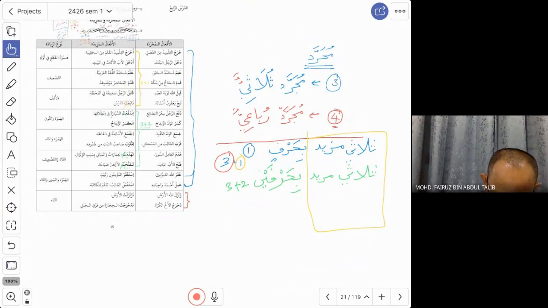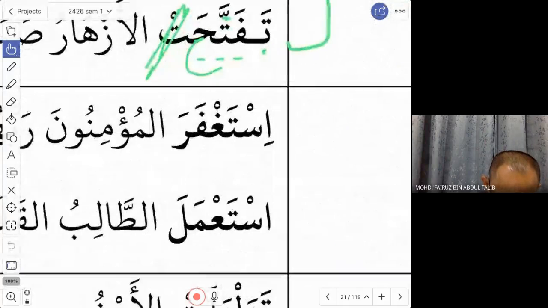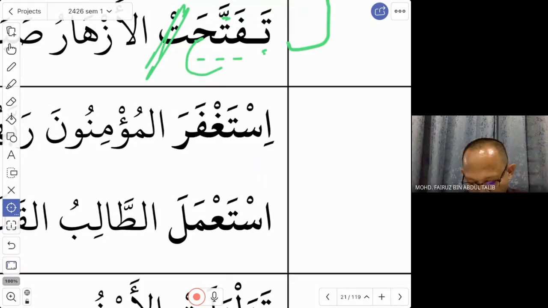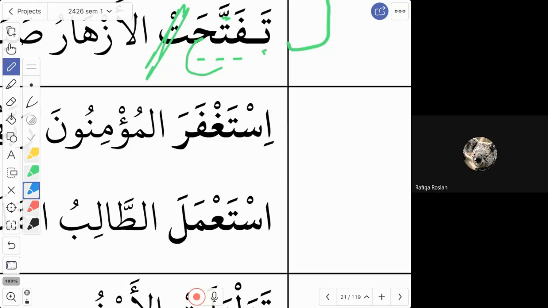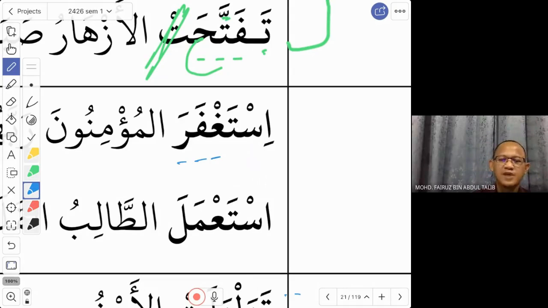The second last example, istaghfara. What is the root word? A 3-letter fi'l. Ghafara. Good, this is the root word. So you go to the dictionary, find ghafara, and you will be able to find istaghfara. The meaning of istaghfara is under that root word of ghafara. Again, this is a 3-letter fi'l. You have additional letters, so this is also called sulasi mazid.